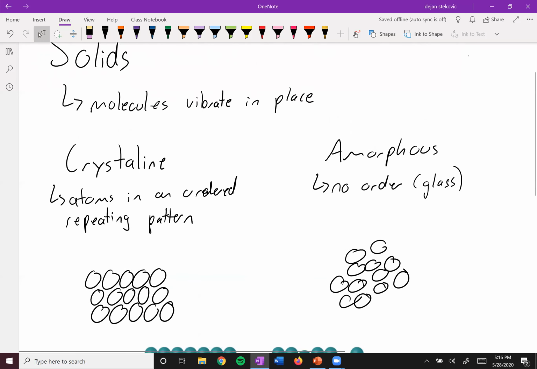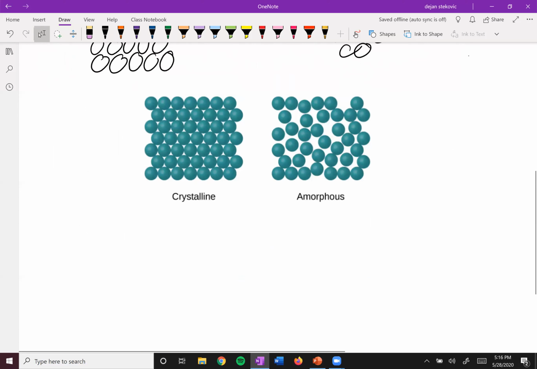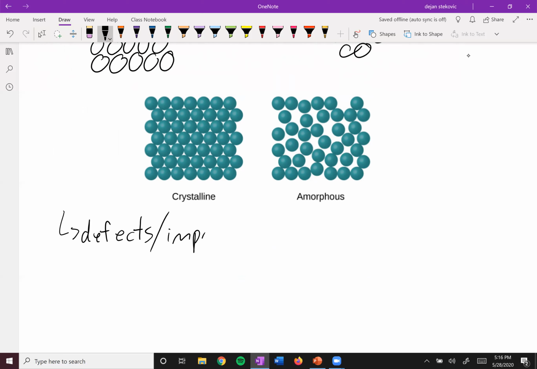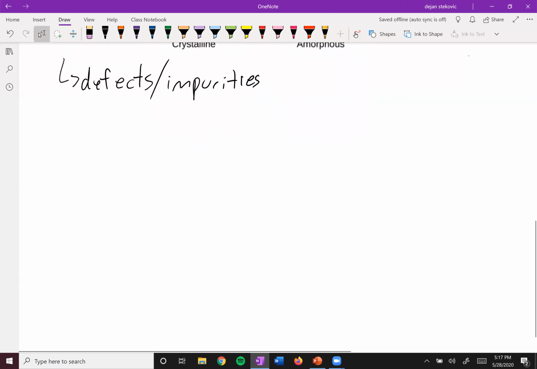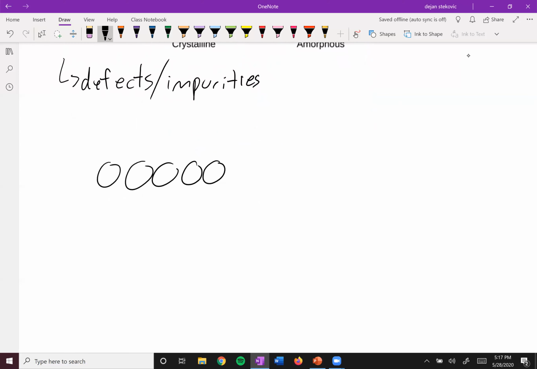And so solids in general can have a lot of defects in them. So it's important to know about these defects because they affect the properties of the solids. So these are known as defects or impurities. I spent a good bit of my PhD work studying the effects of some impurities in some crystalline solids. So let's draw a little crystalline solid and we'll identify some defects, right?